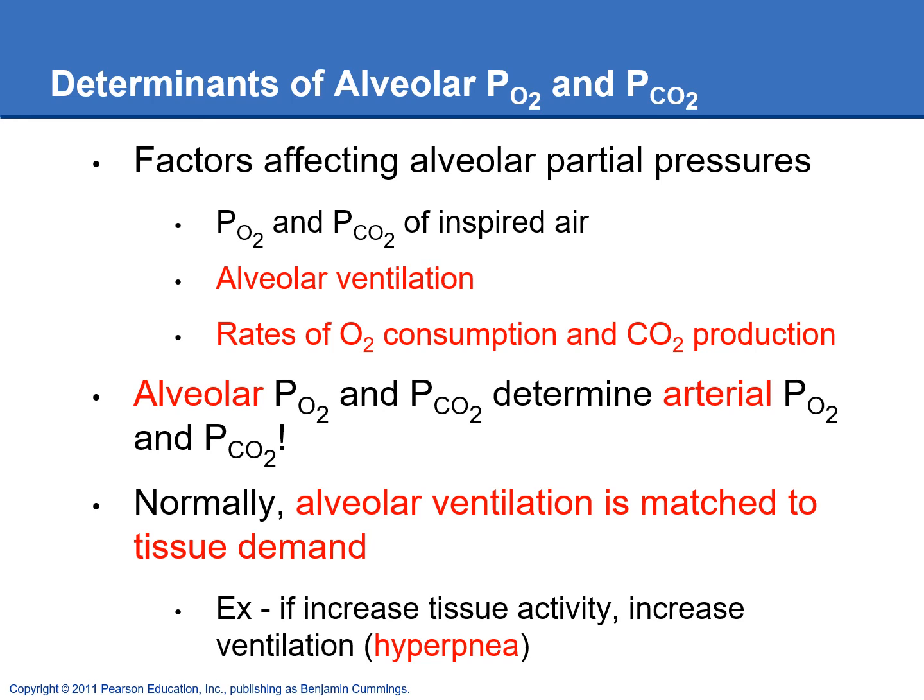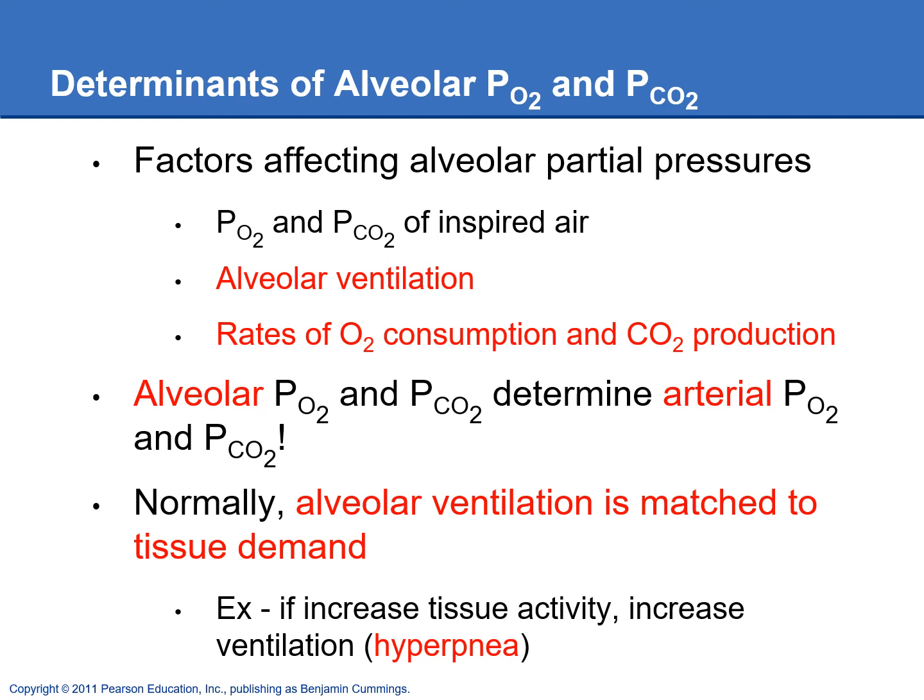So the reason that we are concerned about the alveolar partial pressure of oxygen and carbon dioxide is remember that's going to determine the arterial partial pressure of oxygen and carbon dioxide in the systemic circuit. Because remember in the lungs, the oxygen and carbon dioxide are going to diffuse across until they equilibrate with whatever's in the alveolus. So normally we need to match the alveolar ventilation to tissue demand. So if you do start exercising and now your tissues are using a lot more oxygen, generating a lot more carbon dioxide, your breathing has to change to meet that demand.